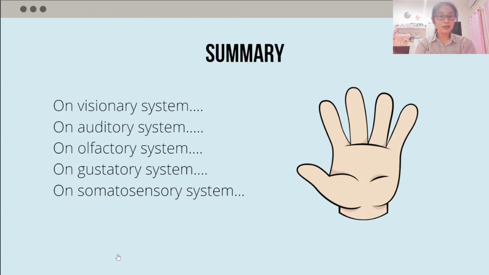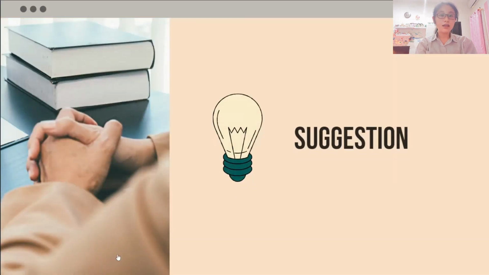Next, about the suggestion. It is suggested that all societies should follow and apply the health procedures to prevent the virus transmission through the special senses.